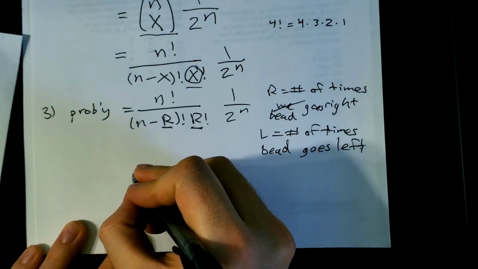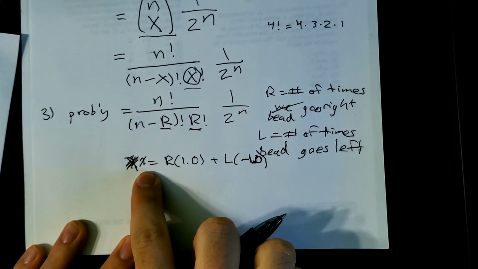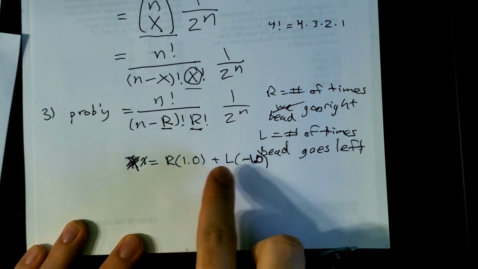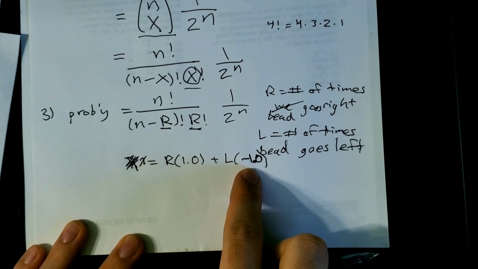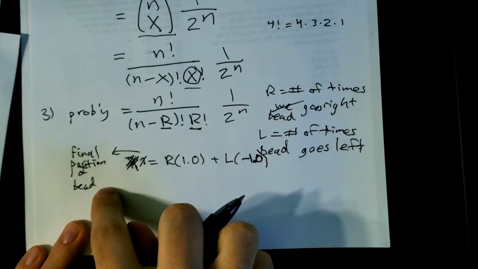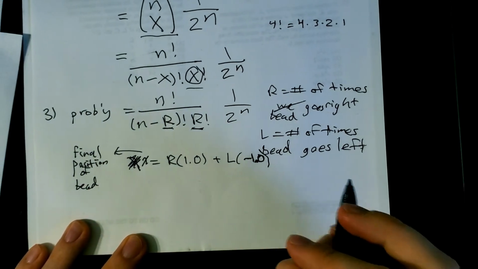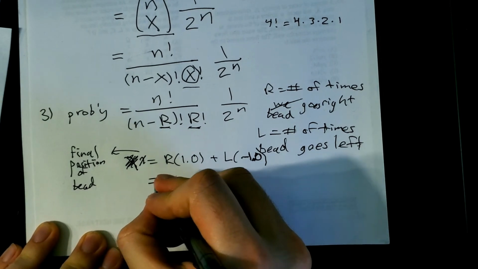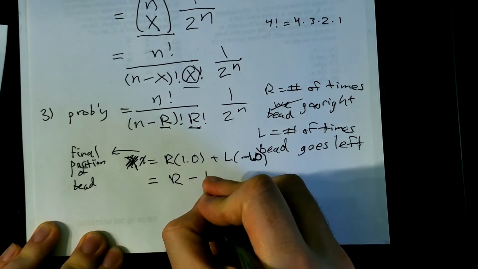So we can write this as the final position, little x, can be defined as the number of rights times 1 plus the number of lefts times -1. So that's the final position of the bead. Pardon my writing if that's hard to see. So that's x equals that, which can be simplified to r minus L.